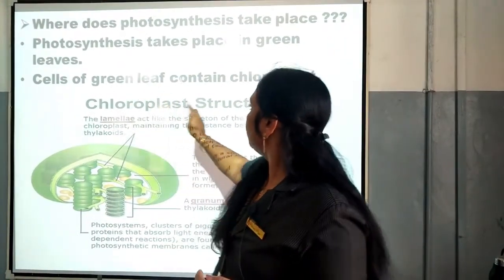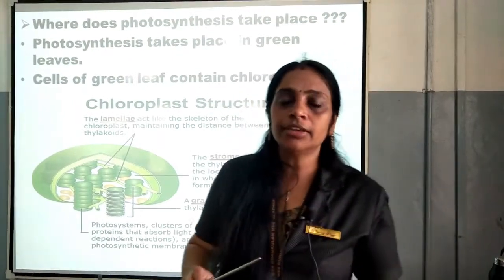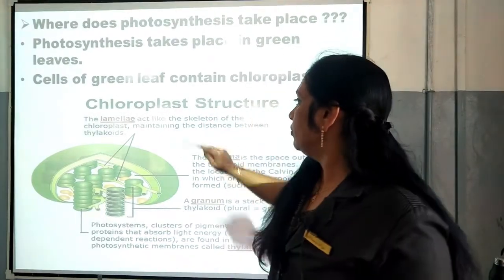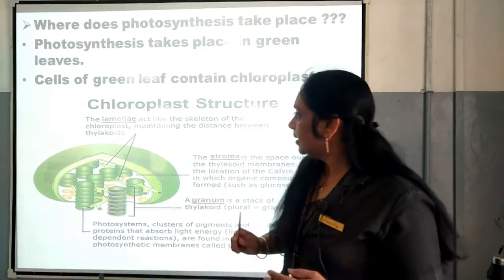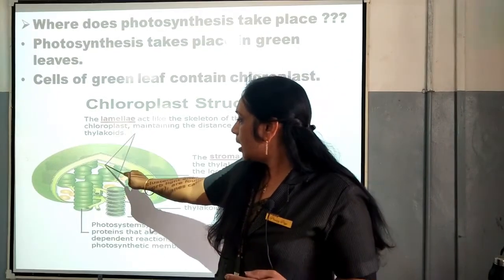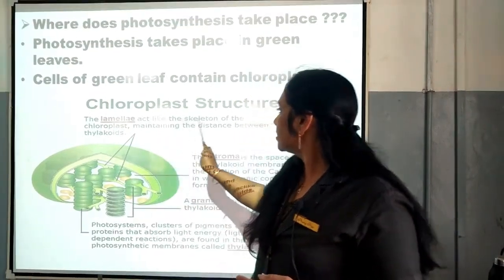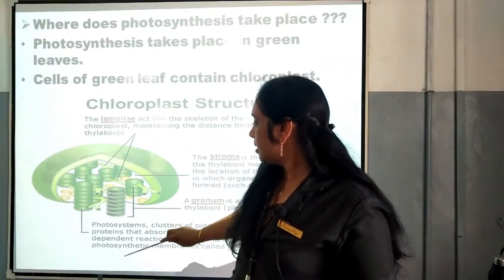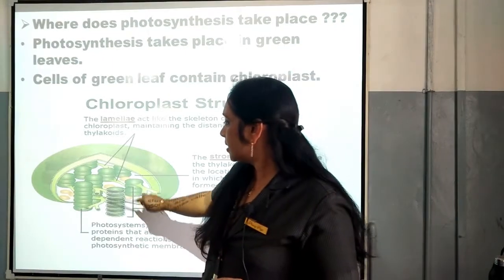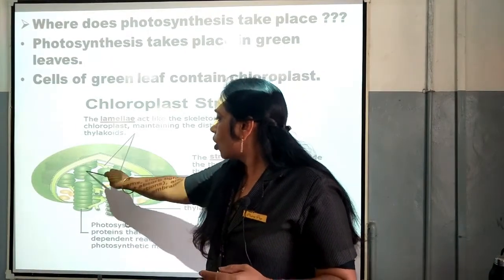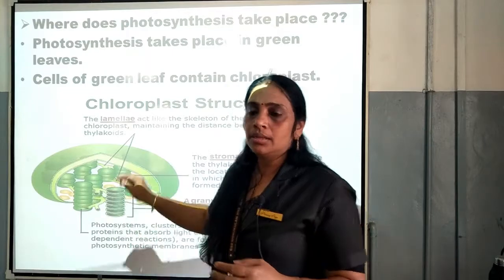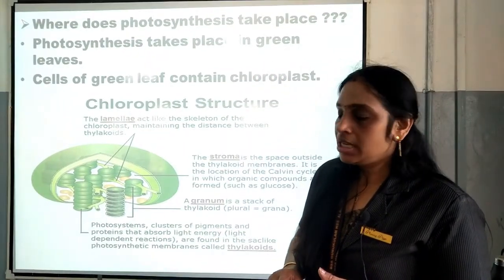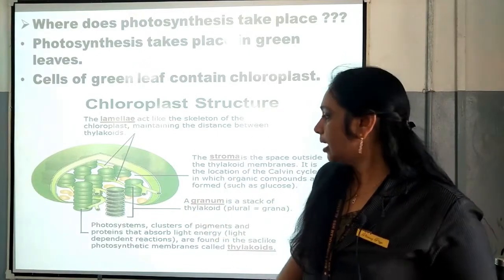Now cells of the green leaf contain chloroplast. You can see the structure of chloroplast. Here you can see these are laminae and they act like the skeleton of the chloroplast, maintaining the distance between thylakoids. Isn't it? The thylakoid is present here, and the laminae are acting like a skeleton and maintaining the distance between the thylakoids.